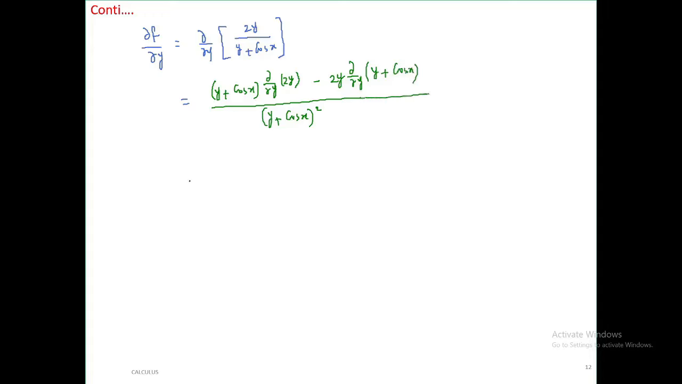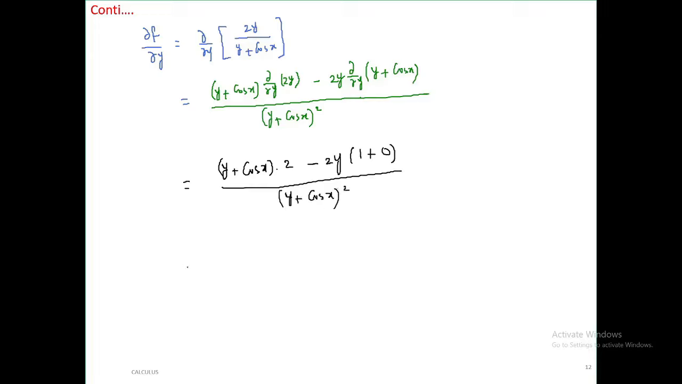Now this is exactly equal to, now simplify: y plus cos x. Dou by dou y of 2y is 2 because the y derivative is 1. With respect to y I am doing, that means x terms are constant, but luckily here there are no x terms. Minus 2y into dou by dou y of this one. Now what will we get? The first one is 1 because with respect to y the derivative of y is 1, and cos x derivative is 0. Why? Because it is an x term. Dou by dou y of an x term is 0 because x is constant in this, divided by y plus cos x whole square.